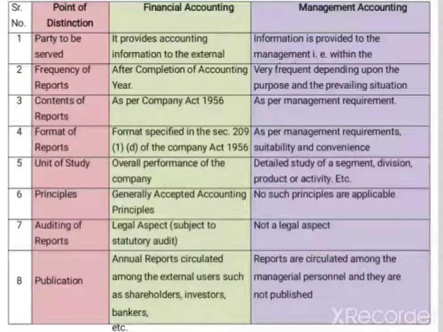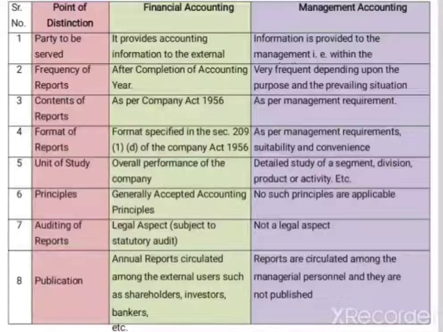The unit of study in financial accounting is the overall performance of the company, and when it comes to management accounting, a detailed study of each segment, division, productivity or activity will be discussed. In financial accounting, overall performance will be analyzed. The principles followed in financial accounting are the generally accepted accounting principles, and in management accounting there are no such principles which are applicable.